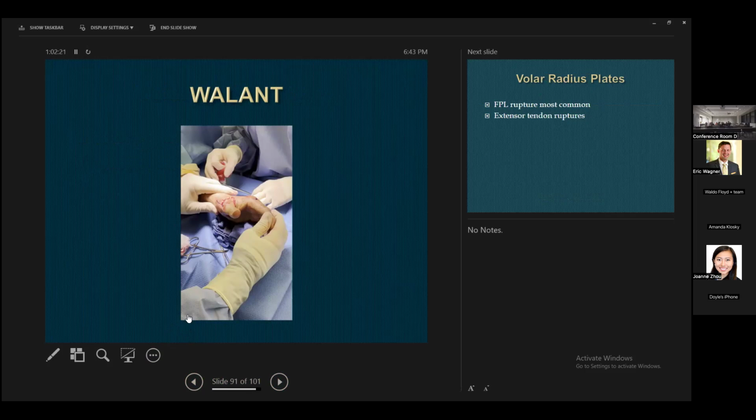Well, anyway, this is doing wide awake local anesthesia, no tourniquet, and having the patient, you can set the tension just right with the patients.